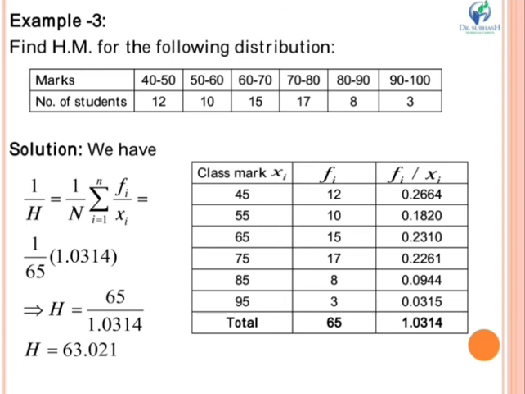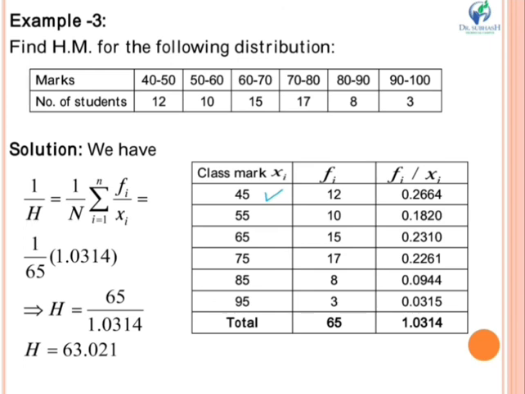Find the harmonic mean for the following distribution. The class interval is given to us as marks and frequency is given in terms of number of students. So first we construct a table. That is, first we find the mid values of the class intervals. So first is 40 to 50. So 40 plus 50 by 2, that is 90 by 2, which is equal to 45. Similarly, we will calculate all the class marks.